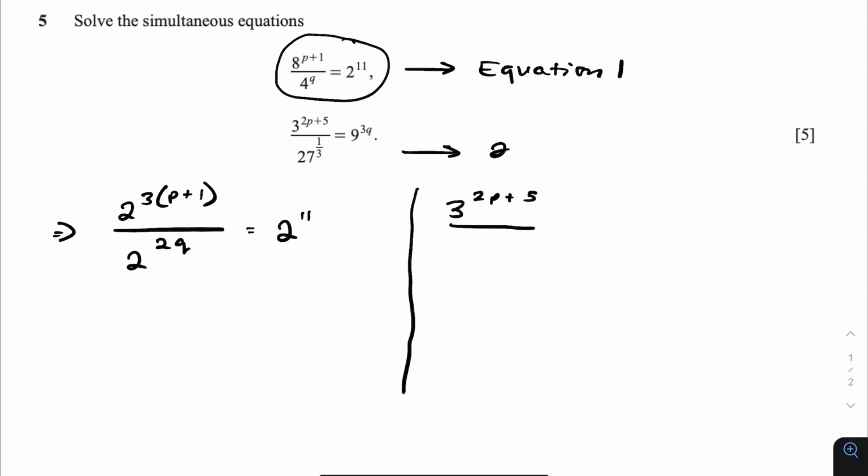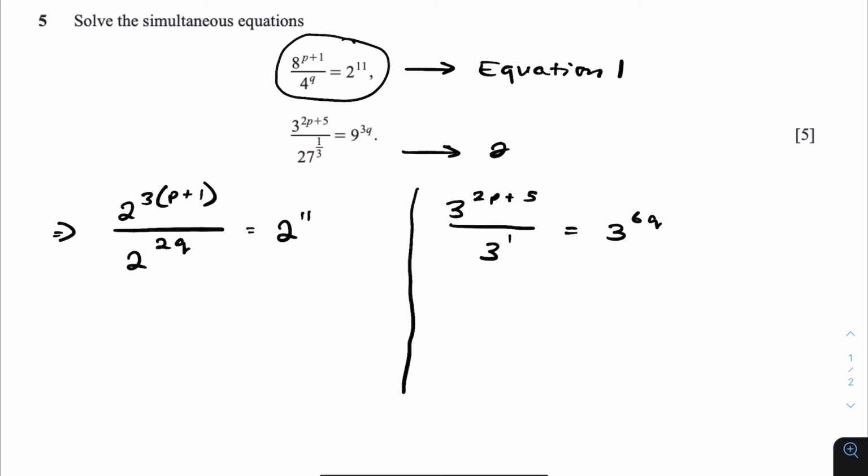So 3 to the power of 3 times 1 over 3 is just 3. So this can be written as 3, and let's just write to the power of 1, so it's easier to do our indices rules and everything. Which is equal to, and then 9 to the power of 3q can be written as 3 to the power of 6q.